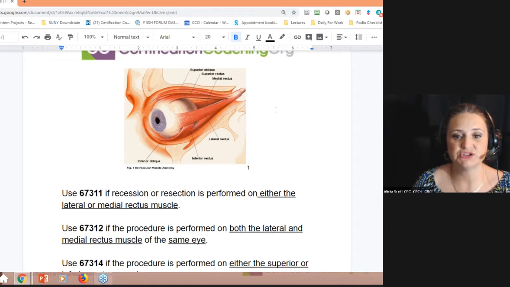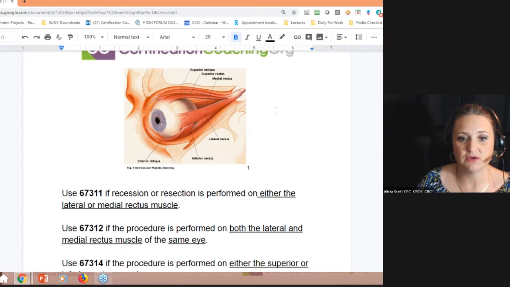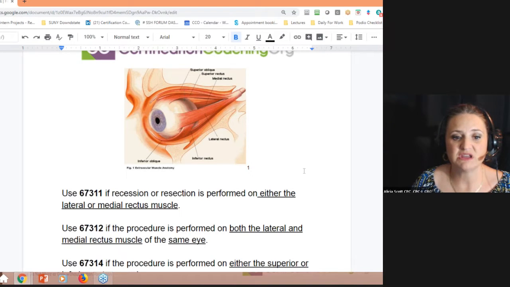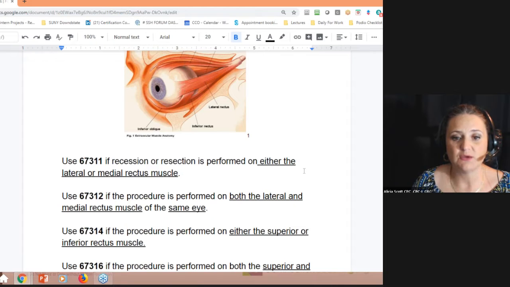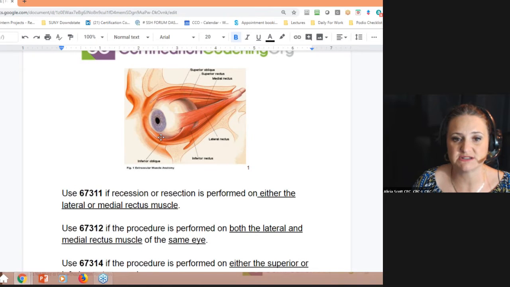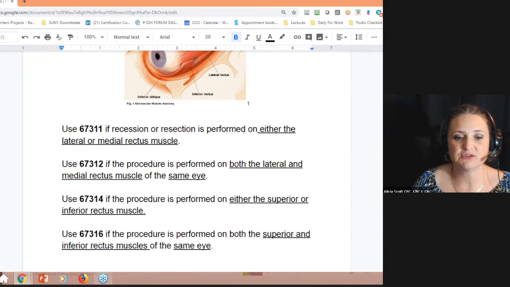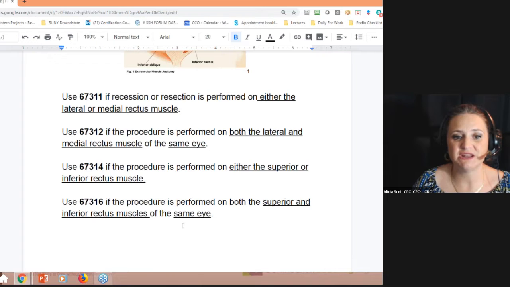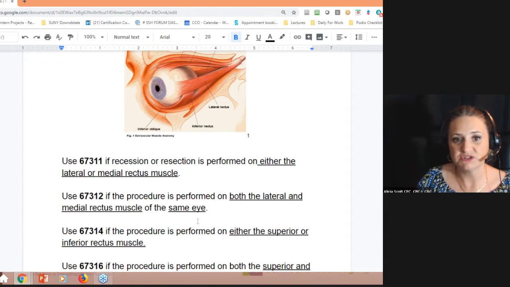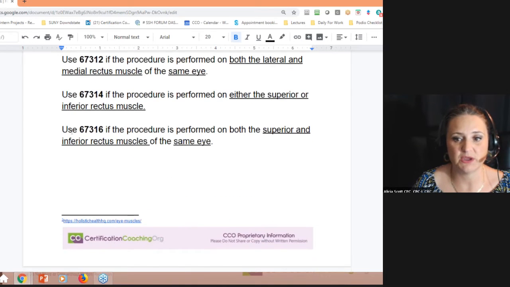And then 67312 is where you're going to do both the lateral and the medial rectus muscle of the same eye. Then 67314, we're going to do either the superior or inferior rectus muscle. Here's that inferior rectus muscle, which wraps around, and then the superior is right here. There's the superior oblique and superior rectus muscle right there. And then it goes on to 67316, where you're going to do the same thing, but of the same eye. So I thought it was neat if you could see the codes and relate them to the muscle. It makes it easier to code these when you understand what's going on and you can see that.